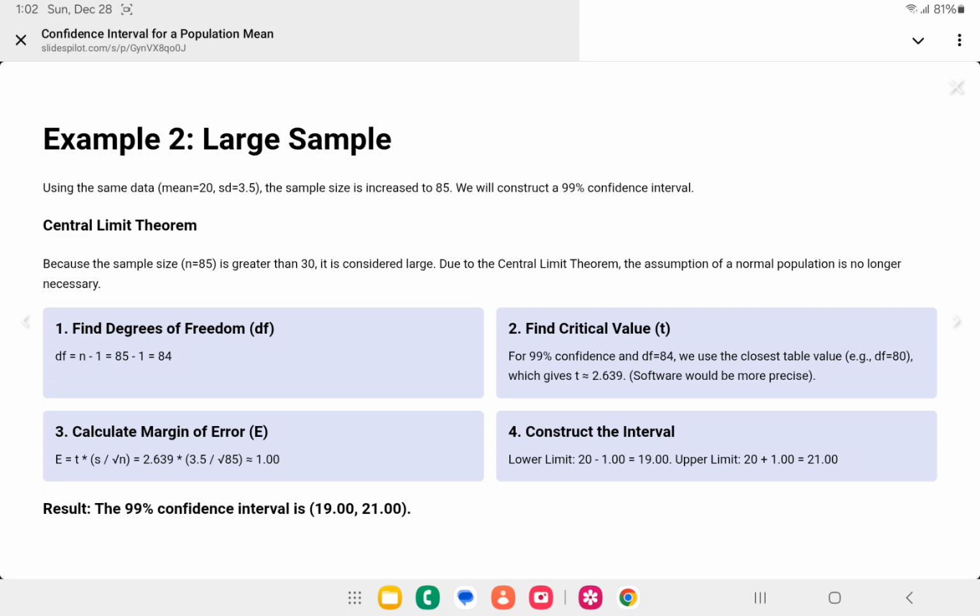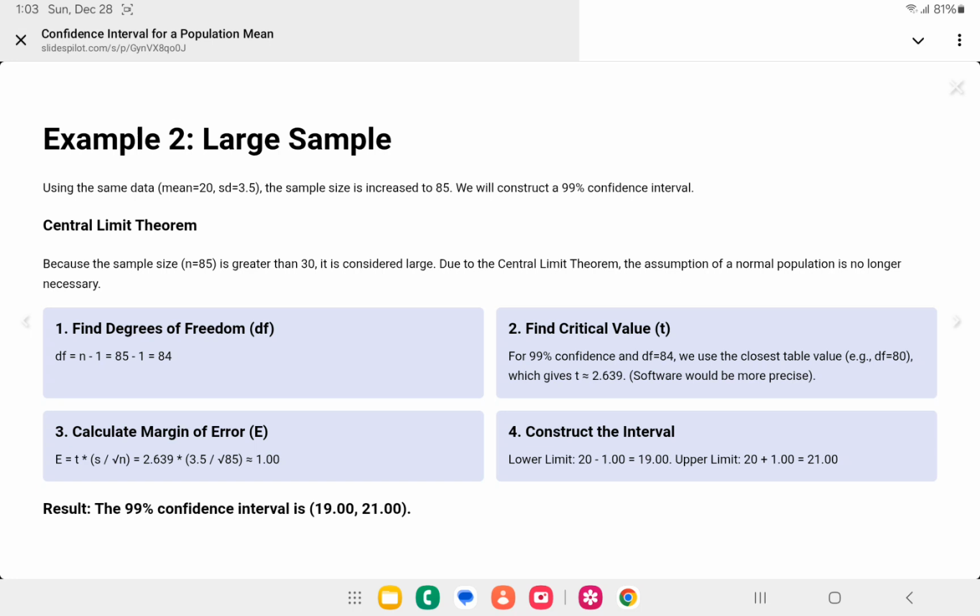With n equals 85 in this example, we have degrees of freedom n-1 equals 84. Now, note that most tables will not have degrees of freedom 84 on them, so you can use software if applicable. Otherwise, you can use the closest degrees of freedom available in the table. At 99% confidence level with df equals 84, the closest df here is 80 with a critical value of 2.639, which we will use here. The margin of error is therefore about 1.00, and the 99% confidence interval will be from 19 to 21.